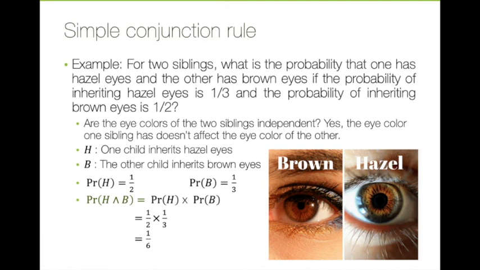conjunction. So the probability of the conjunction H and B is equal to the probability of H times the probability of B. The probability of H was 1/3, and the probability of B is 1/2, and we multiply those to get 1/6. So imagine we're repeating possible cases where children are born from these parents: 1/6 of the time the children would have one with brown eyes and one with hazel eyes, or there's a 1/6 chance of this being how the children turn out.